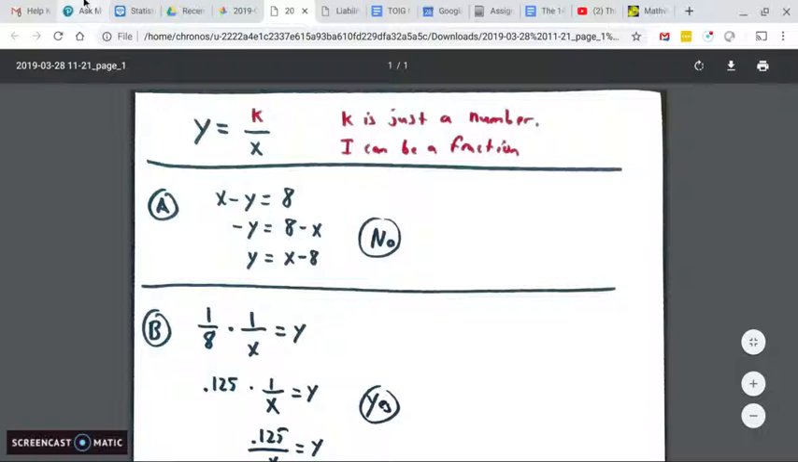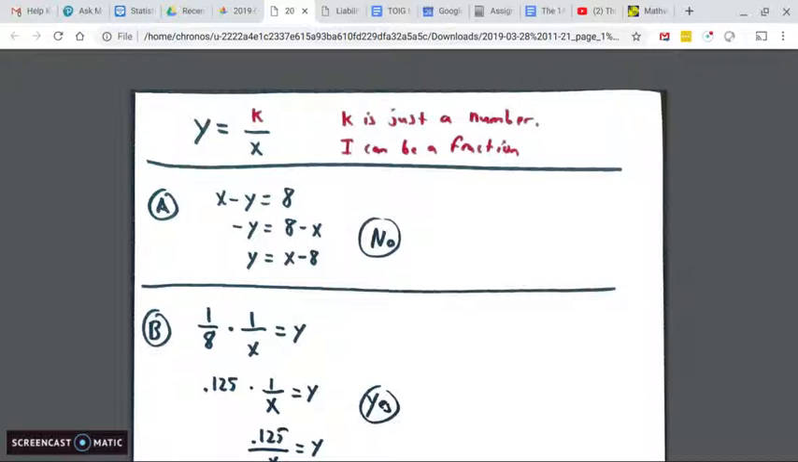So with the first of the answer options, x minus y equals 8, I just move the x over to the other side and then multiply through by -1. That does not get me an inverse variation equation.